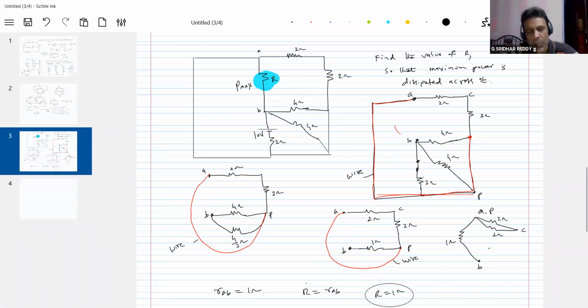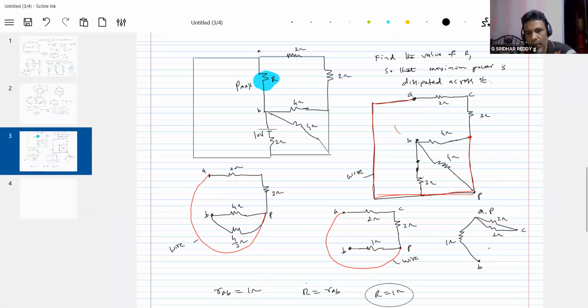You want to find the effective resistance. If any cell is there, replace it with its internal resistance, and replace the resistor across which you are finding the value of R. Any resistor is there, find the effective resistance across the terminals. Then substitute that RAB.